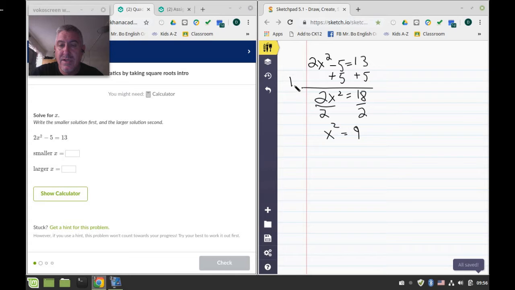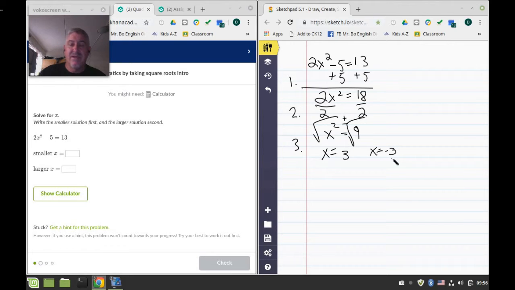So step 1, step 2, and then our step 3 is take the square root of both sides. We'll have to remember to do positive and negative for that. So x is equal to, what's the square root of 9? 3, and the negative square root of 9 is negative 3. So here smaller x is equal to negative 3, and larger x is equal to 3.